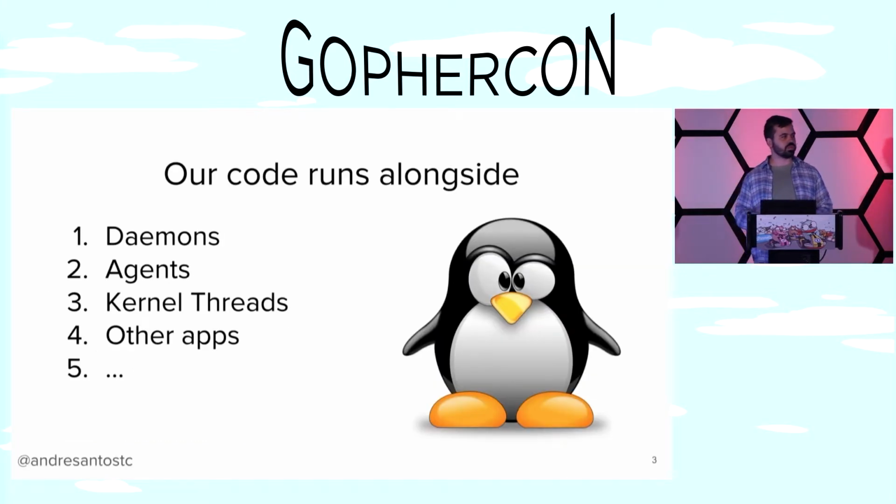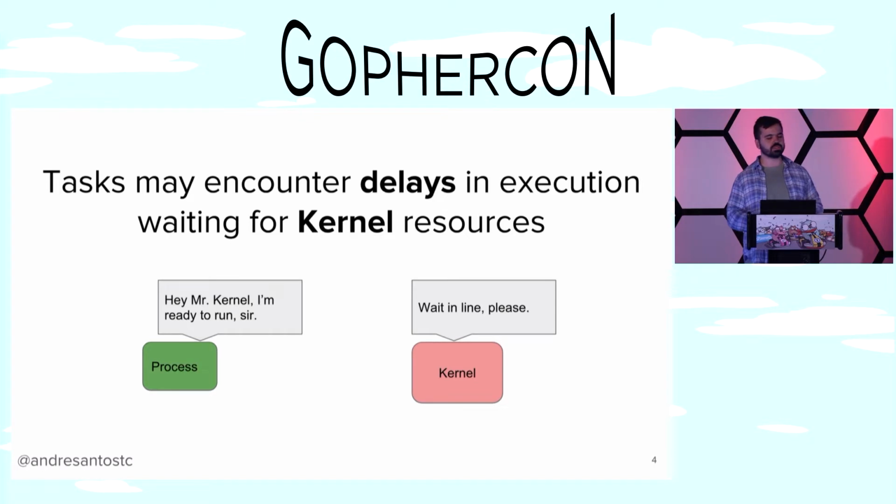So when our code is running in production on a server, it runs alongside many more processes. We have daemons, agents, kernel threads, and we may also have other applications, especially in a containerized environment. All these processes are fighting for machine resources, and the Linux kernel tries to do a good job scheduling everything, making sure that everyone has a fair share of all the resources. But sometimes things go wrong, and we have too much workload, or we have higher priority processes that are stealing other applications' processing time, and so on. So tasks may encounter some delay during execution, waiting for kernel resources.